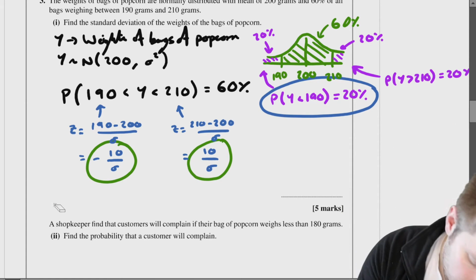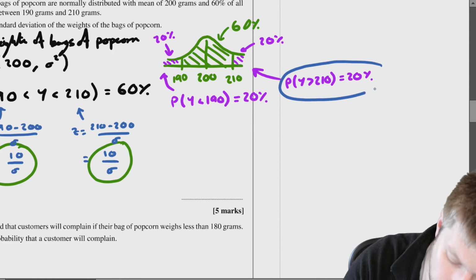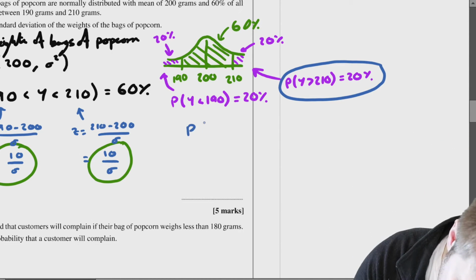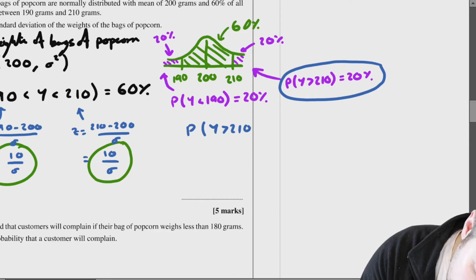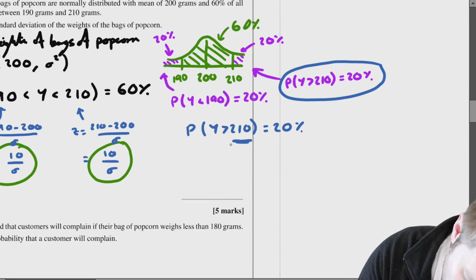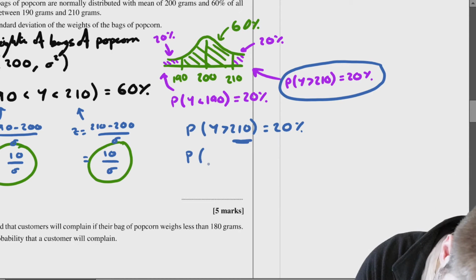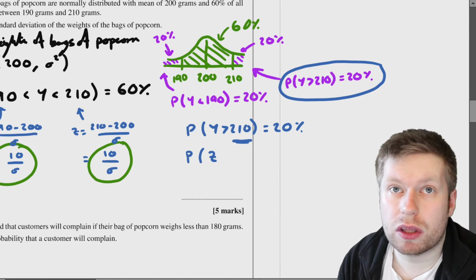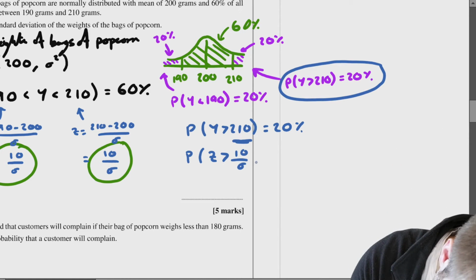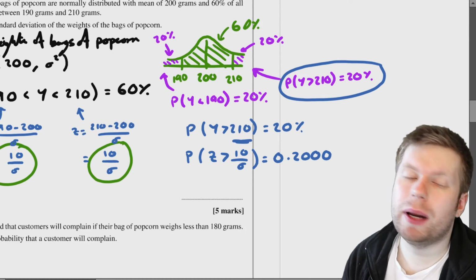In fact, no. Do you know what? Because I looked at a less than probability in the last question, I'm actually going to look at the greater than probability to show you get the same answer as well, okay? So in other words, I know that the probability that Y is greater than 210 is equal to 20%. Well, look, I know that 210 is 10 over sigma units of standard deviation from the mean. So in other words, the probability that Z now, which remember is a normal distribution with a mean of 0 and standard deviation of 1, is greater than 10 over sigma, that should give me my 20%, or 0.2000, as my probability, okay?